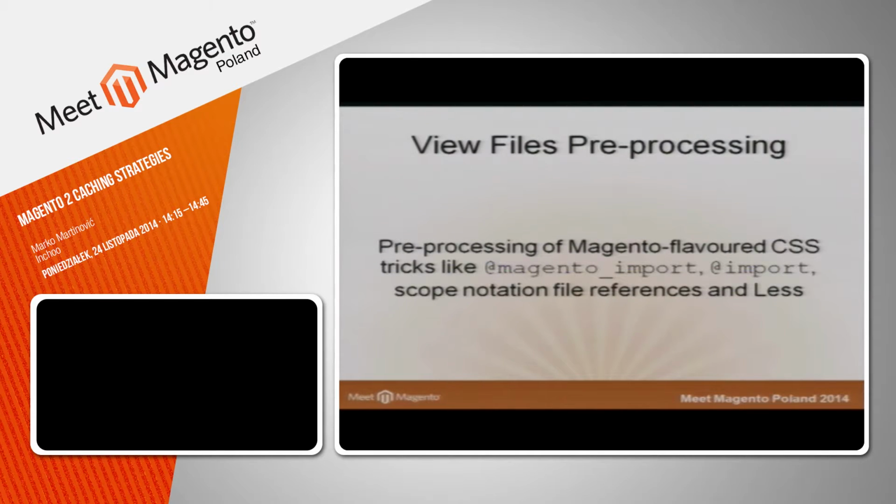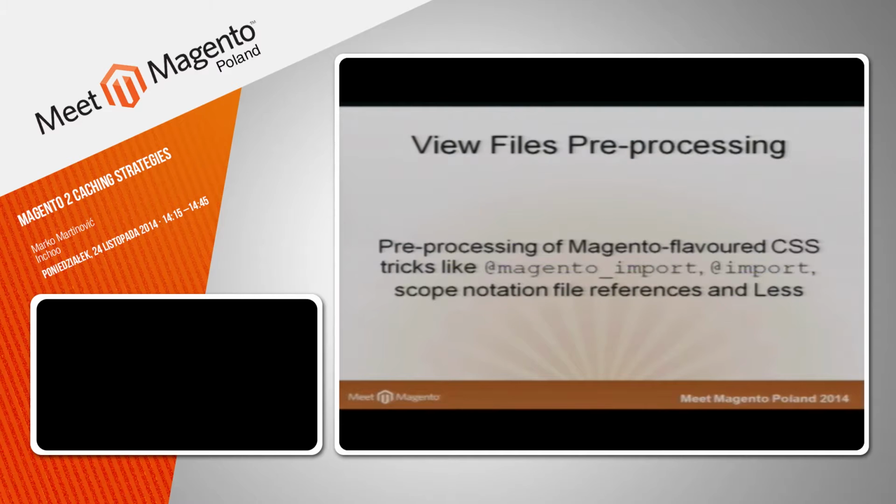Another new cache type, which is similar, view files preprocessing, is also an addition to Magento 2. The thing is, requesting CSS type of assets in Magento 2 is even more resource intensive, because if you follow the Magento 2 development path, we now have some preprocessing. Before serving plain style sheets, Magento has to crunch Magento flavor tricks like Magento import. Also, inside the CSS style sheets, you can have scope notation file references, and ultimately, if a file is written in LESS, the preprocessor has to be invoked. Okay, this is a complex operation, and it takes both time and resources.